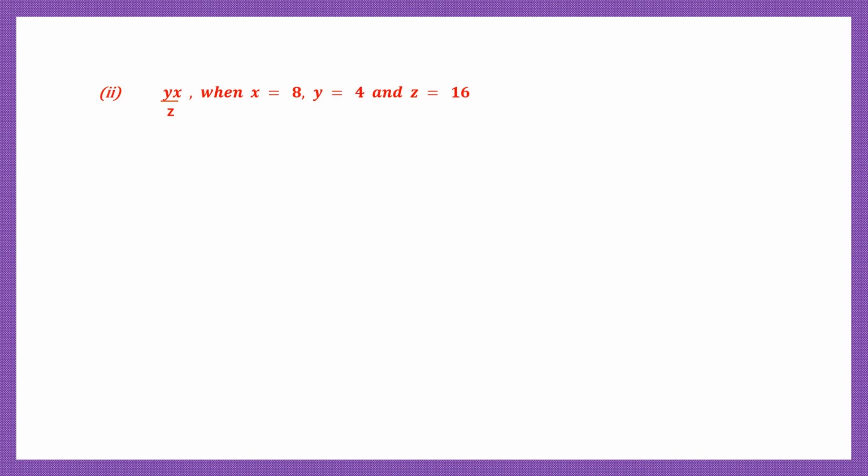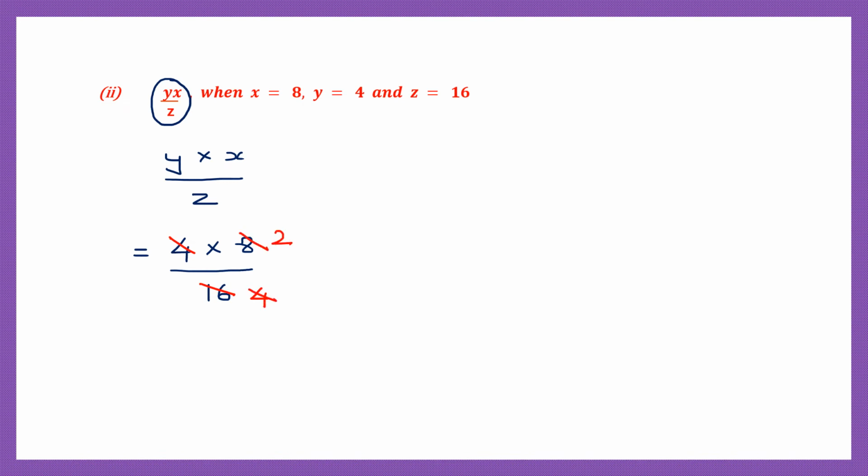Question 2. Find the value of this expression. What is the expression here? yx divided by z. So that means y into x divided by z. This is equal to, let's substitute the values. y is 4 and x is 8. So 4 into 8, and here z is 16. So let's cancel what we can, like a normal division here. So 4 and 16 I can cancel. 4 4s are 16. Now I can cancel 4 and 8. 4 2s are 8. So what I have left is simply 2, and that is my answer, 2.